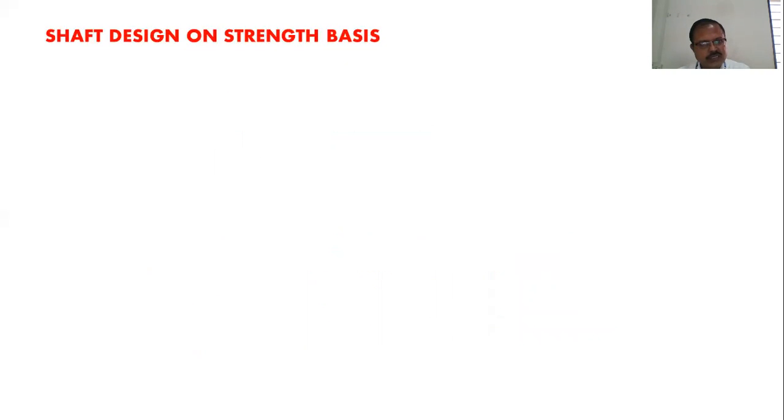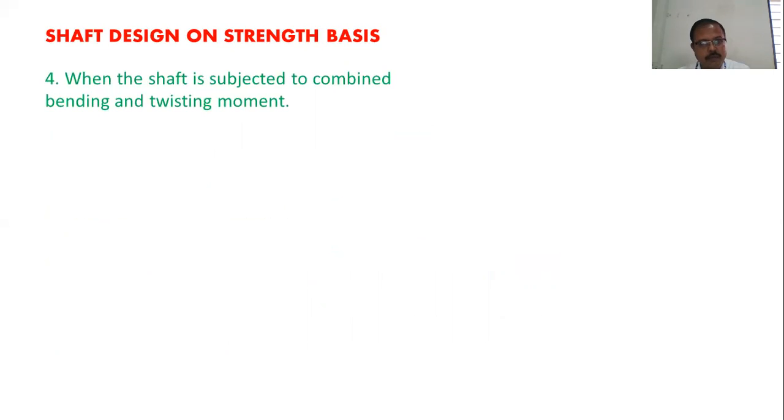Now, when the shaft is subjected to combined bending and twisting, that means second criteria and third criteria, if we combine them, then the loads are acting in different directions, and therefore we have to take help of the theories of elastic failures. So here sigma x is equal to sigma b is equal to 32 Mb upon pi d cube, as we have seen earlier, and tau is equal to 16 Mt upon pi d cube.